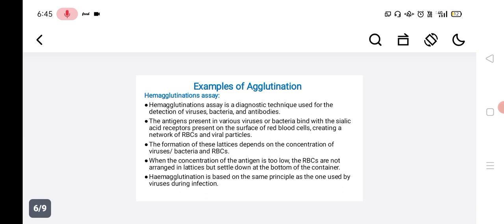The formation of these lattice particles depends on the concentration of virus, bacteria, and RBCs. When the concentration of the antigen is too low, RBCs are not arranged in lattices but settle down at the bottom of the container. Hemagglutination is based on the same principle as the one used by viruses during infection.